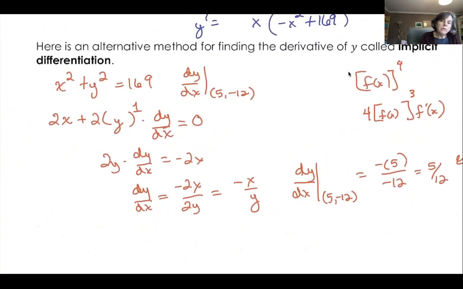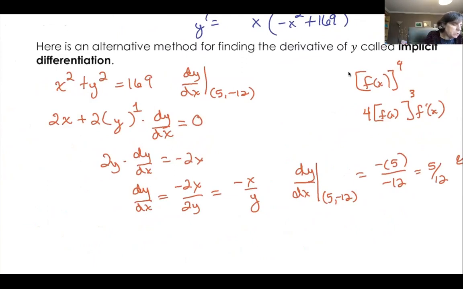So implicit differentiation, it's called implicit because y is not defined explicitly in terms of x. Y is still a function of x, but it's implicitly defined. Implicit means you don't have y equals. Y just appears somewhere within the equation, and you can work with that.